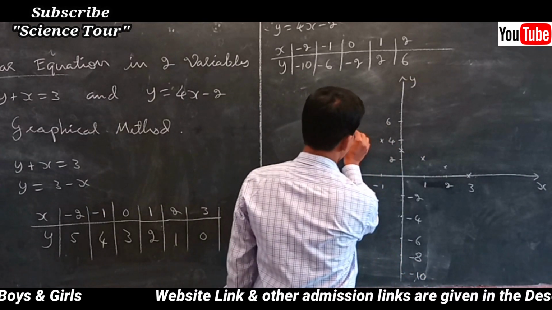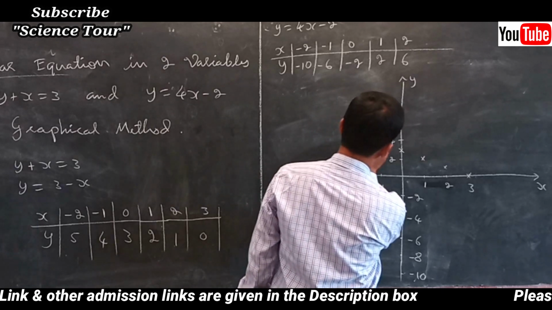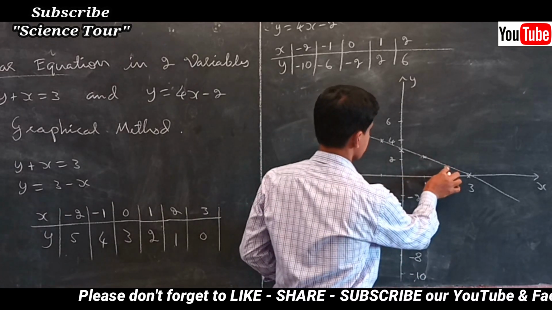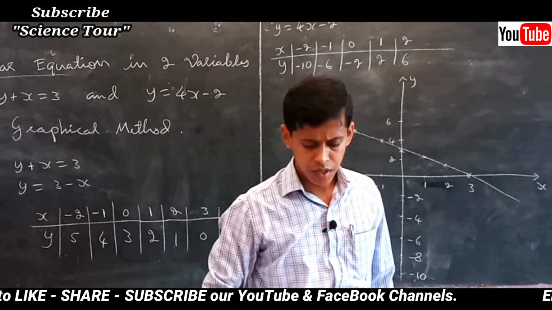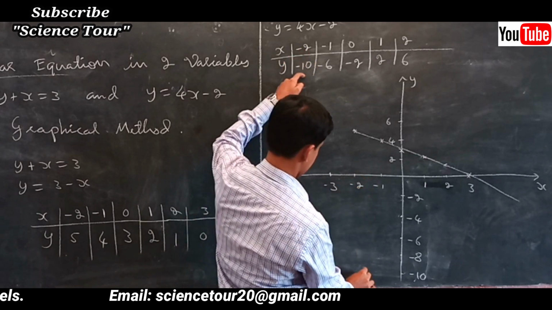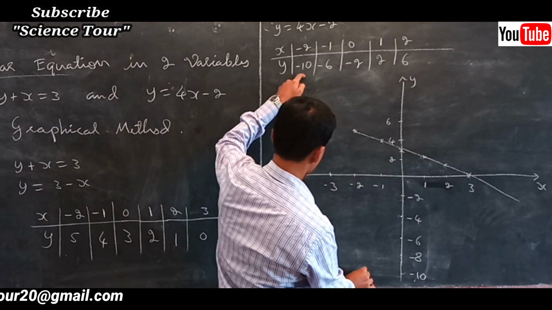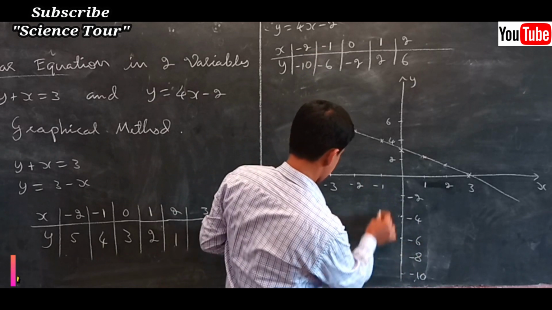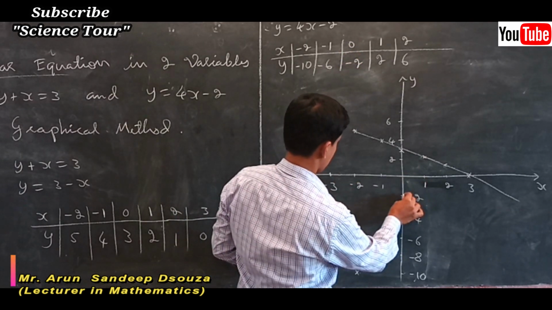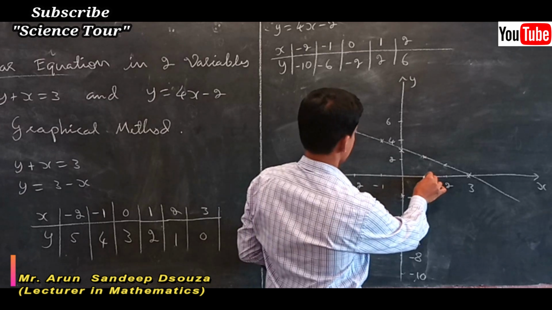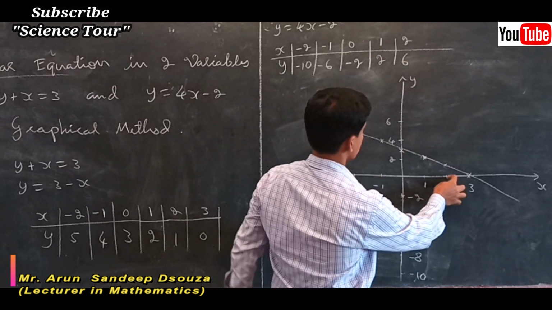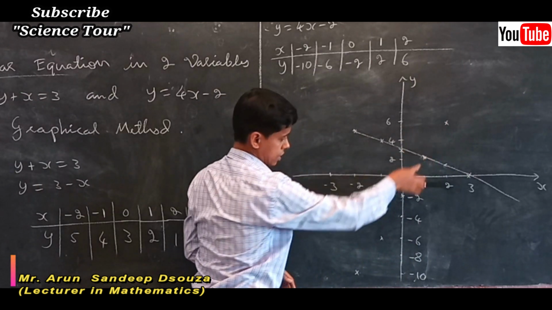It goes on like that. It does not matter, it is not accurate, just a rough graph. Next, at minus 2 you have minus 10, that is here, and at minus 1 you have minus 6, that is here, right. And at 0 you have minus 2 here, and at 1 you have 2 here. At 2 you have 6 here, correct. So, you are getting a straight line here. Can you see that?